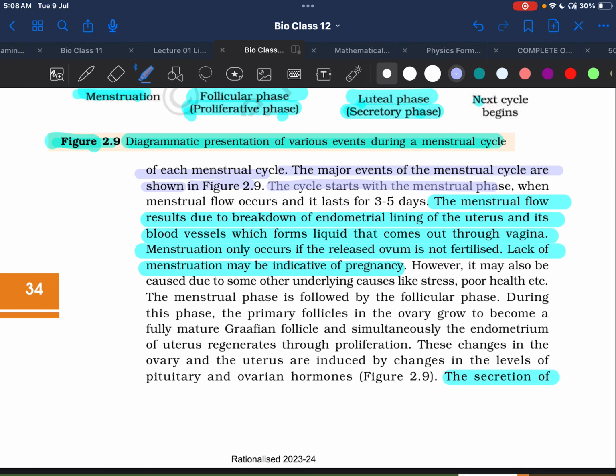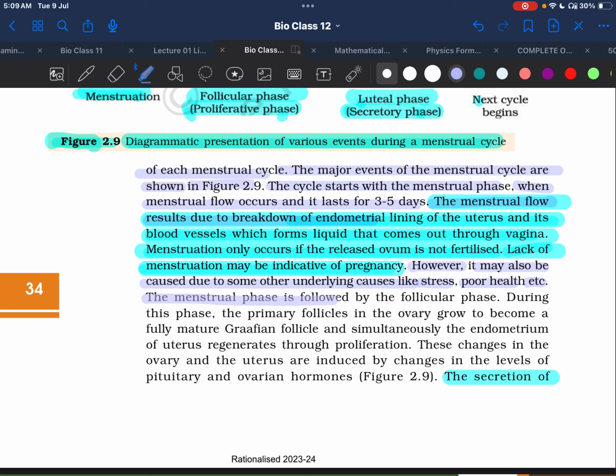The cycle starts with the menstrual phase when menstrual flow occurs and it lasts only for 3 to 5 days. The menstrual flow results due to breakdown of endometrial lining of the uterus and its blood vessels, which forms liquid that comes out through vagina. Menstruation only occurs if the released ovum is not fertilized. Lack of menstruation may be indicative of pregnancy. However, it may also be caused due to some other underlying causes like stress, poor health, etc.